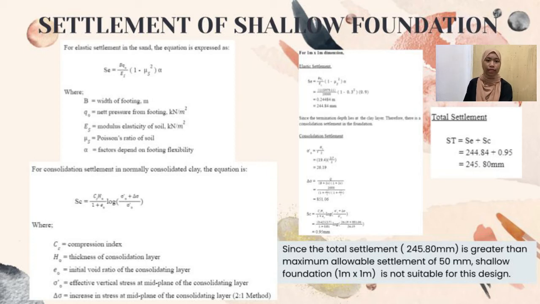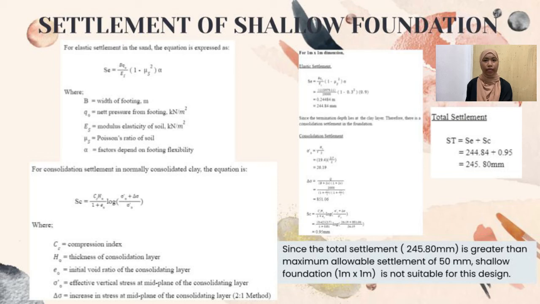Taking borehole 5A as the sample of calculation, since the foundation lies in the clay layer, first we calculate the elastic settlement, and we obtain the value of 244.84 mm. Since the termination depth lies in the clay layer, there is a consolidation settlement in the foundation. So we calculate the consolidation settlement by substituting all the values, and next we calculate the total settlement by adding the elastic settlement and the consolidation settlement. We obtain the value of 245.8 mm.